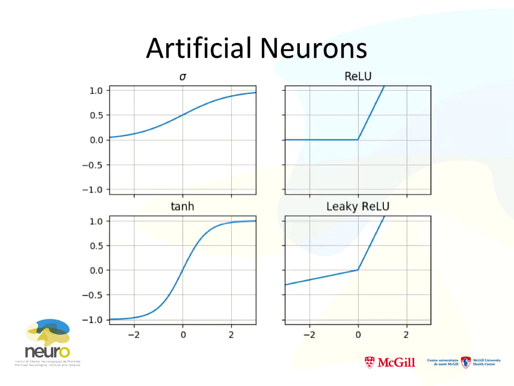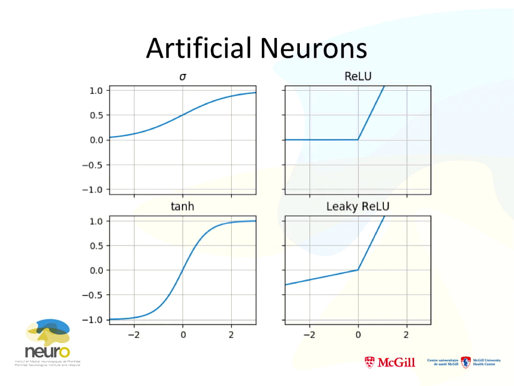And the nonlinearities that are used in deep learning, here are kind of the four common ones. On the top right is the rectified linear unit, which just passes through the input if it's positive and sets it to 0 if it's negative.